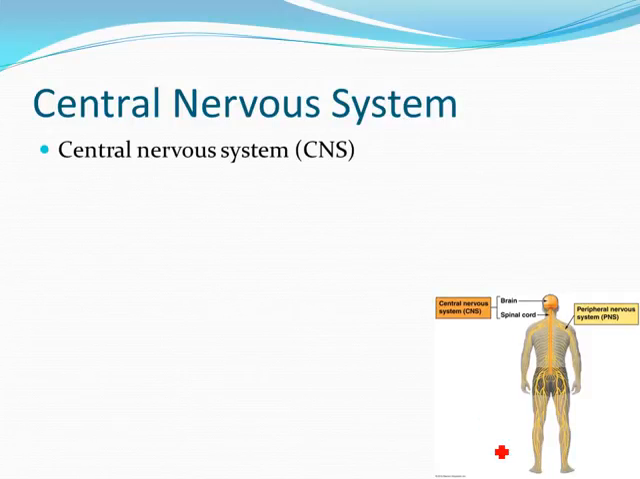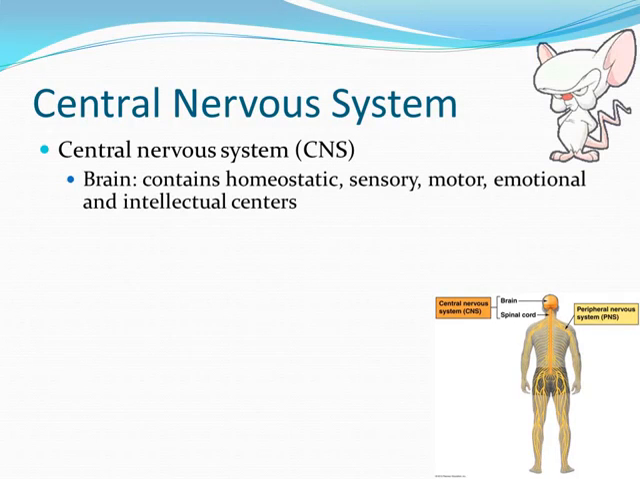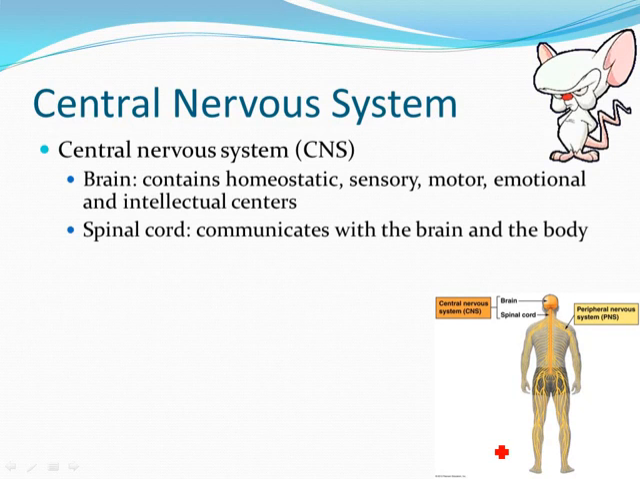Alright, so for the central nervous system, what does it consist of again? Brain and the spinal cord. Yes, brain and spinal cord. Very good. So the brain contains a lot of different centers: homeostatic, sensory, motor, emotional, and intellectual centers as well. The spinal cord communicates information from the brain to the rest of the body, and from the rest of the body to the brain. So it communicates back and forth.